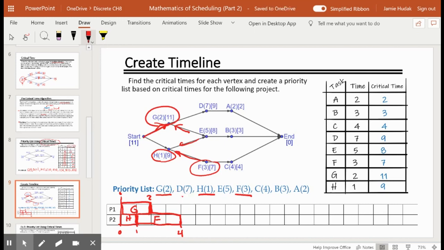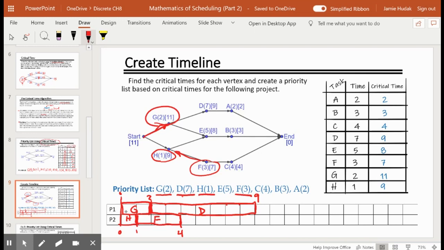Well, D has been waiting for G to finish. G is finished at this time, so I can schedule it. D requires 7 units of time. 1, 2, 3, 4, 5, 6, 7. So task D will take up this part of the schedule. 2 plus 7 brings us to the 9th unit of time. I'm going to underline it saying it's been put on the schedule.